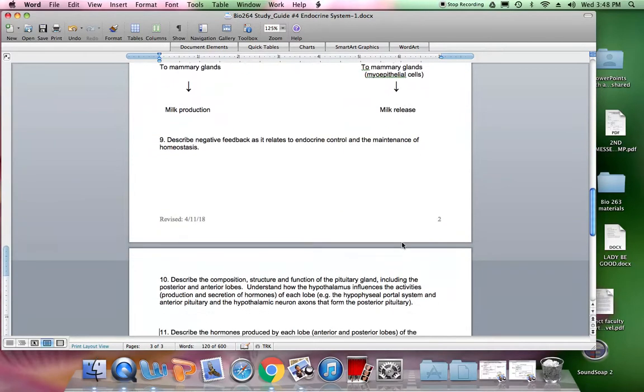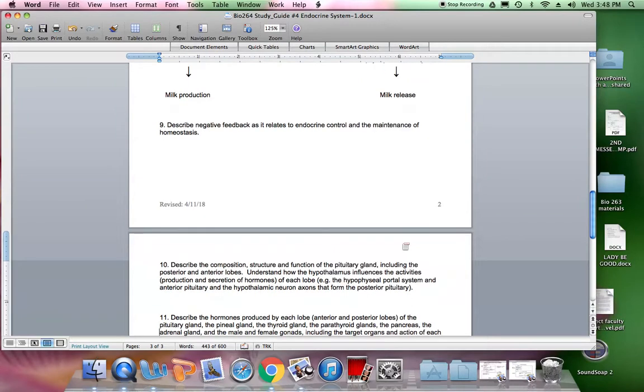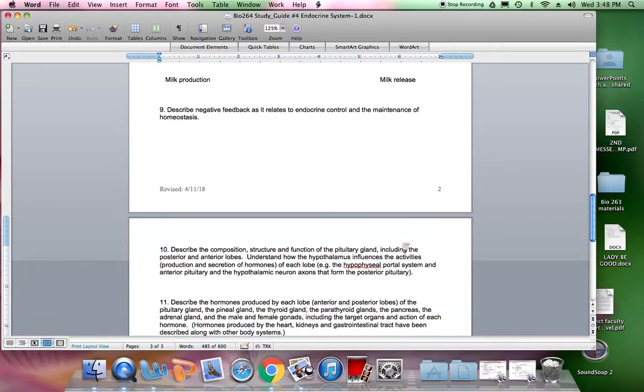Way down here, you have: describe the hormones produced by each lobe, anterior and posterior, of the pituitary gland, the pineal gland, the thyroid gland, the parathyroid glands, the pancreas, the adrenal gland, and the male and female gonads, including the target organs and action of each hormone.